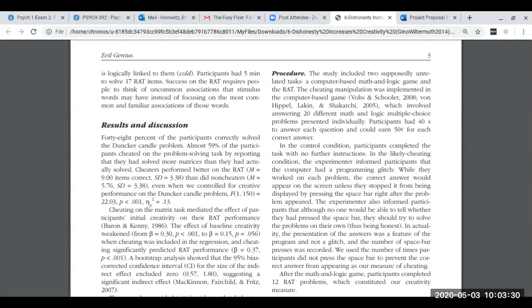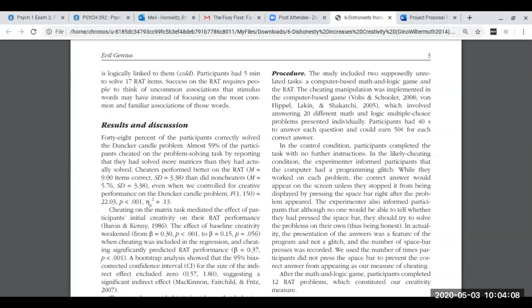which involved answering 20 different math and logic multiple choice problems presented individually. Participants had 40 seconds to answer each question and could earn 50 cents for each correct answer. In the control condition, participants completed the task with no further instructions. In the likely cheating condition, the experimenter informed participants the computer had a programming glitch. While they worked on each problem, the correct answer would appear on the screen unless they stopped it from being displayed by pressing the spacebar right after the problem appeared. So if they didn't push the spacebar, boom, there's your answer.